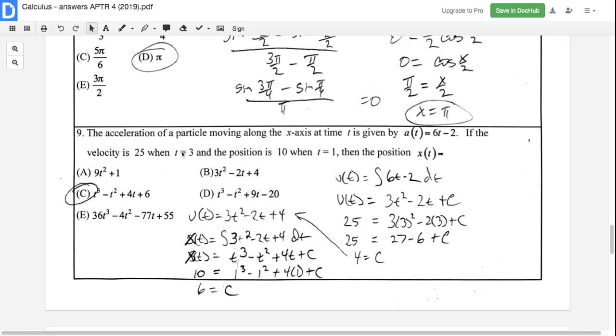This is where I plug in the 25 and 3. So there's my 25, there's my 3. I solve it. I get c equals 4. Then I plug 4 back in here.